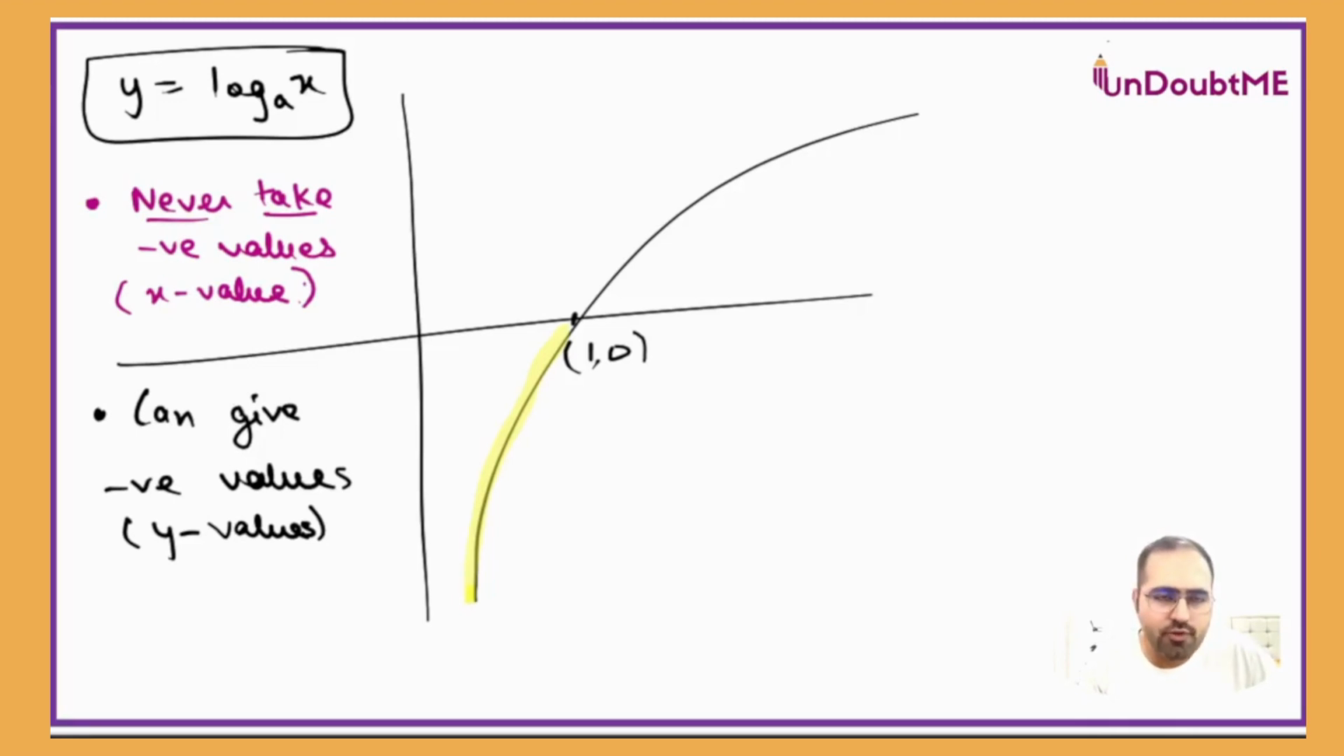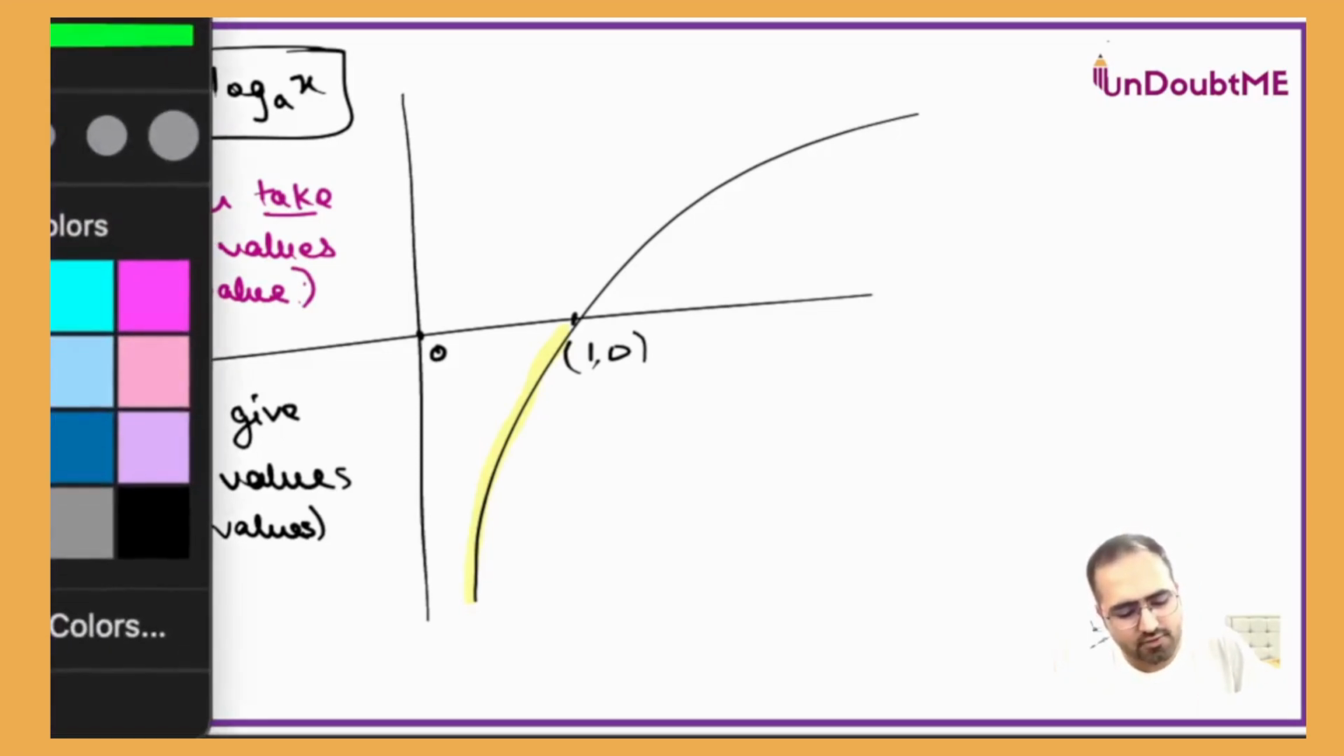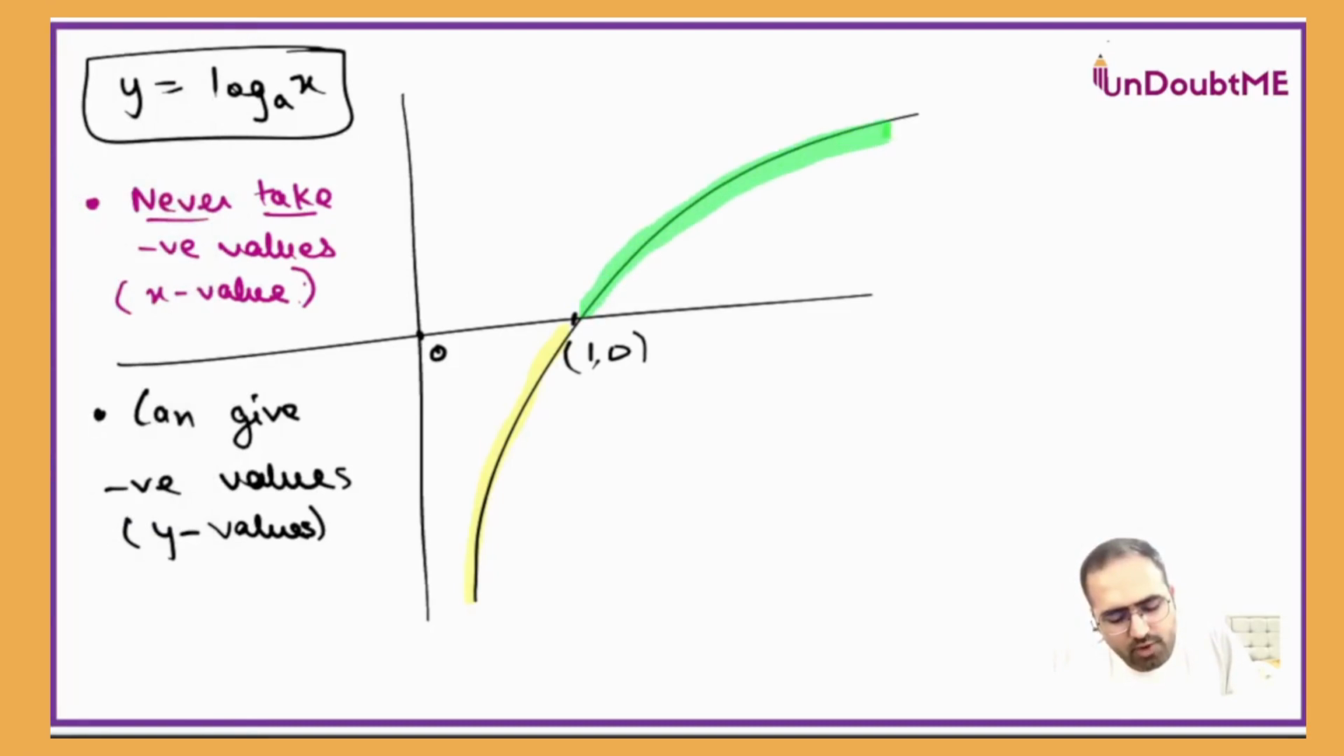Okay, so log of a number can give you negative answer, but it can never take negative, and that you can check in your calculator. Now in your calculator, when you find log of -1, -2, -3, whatever, anything like that, you will get math error. If you find log of a number which is greater than 1, let's say 2, 3, 4, then you will get some positive answer. That is also visible in the graph. They are all positive after 1.